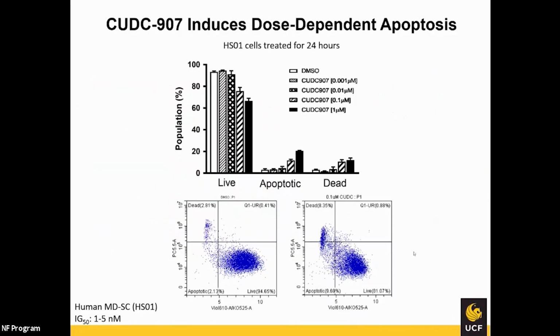To confirm these results, we conducted a violet ratiometric assay for membrane asymmetry analyzed by flow cytometry of HSO1 cells treated for 24 hours with 1 nanomolar to 1 micromolar CUDC-907. 100 nanomolar CUDC-907 promoted the appearance of apoptotic HSO1 cells by 24 hours.